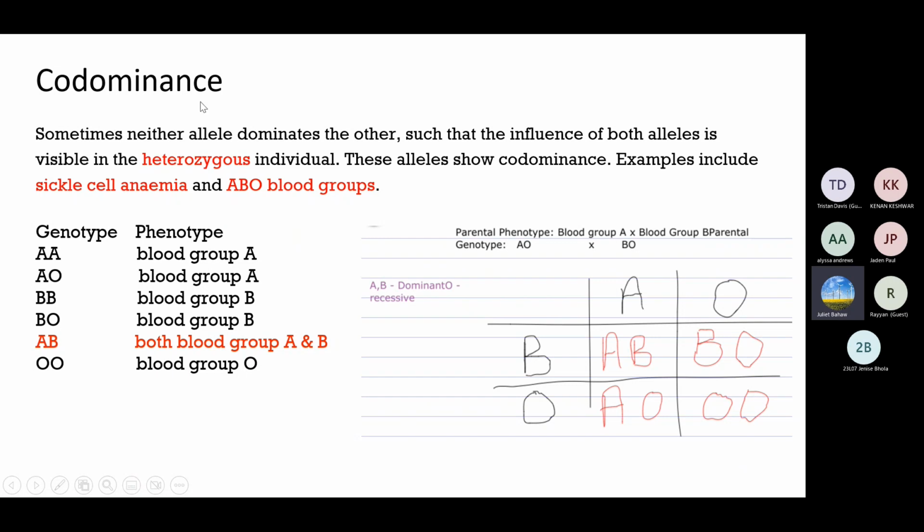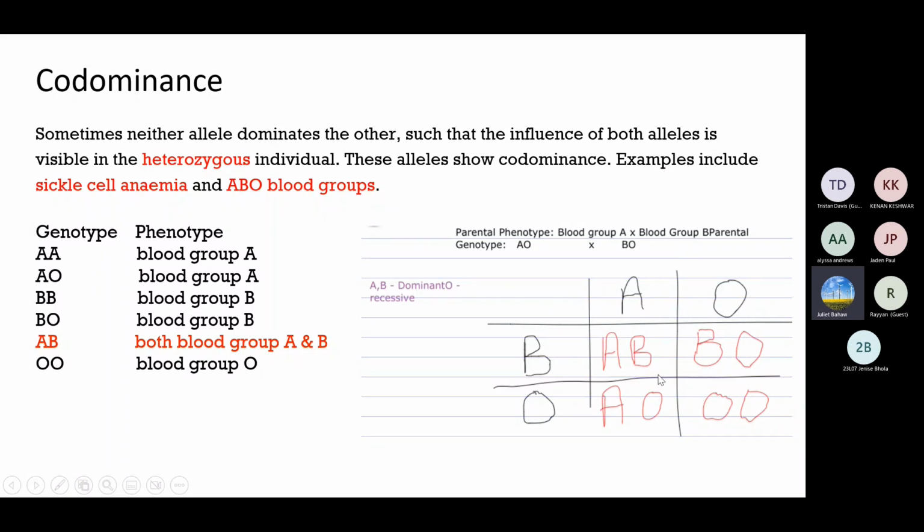So, all right, so codominance is sometimes neither allele dominates the other. All right, so no one is stronger than the other, such that the influence of both alleles is visible in the heterozygous individual. So only when you have the two different alleles, that's heterozygous, that is where you see codominance taking place, which suggests that both of the alleles are being expressed at the same time.